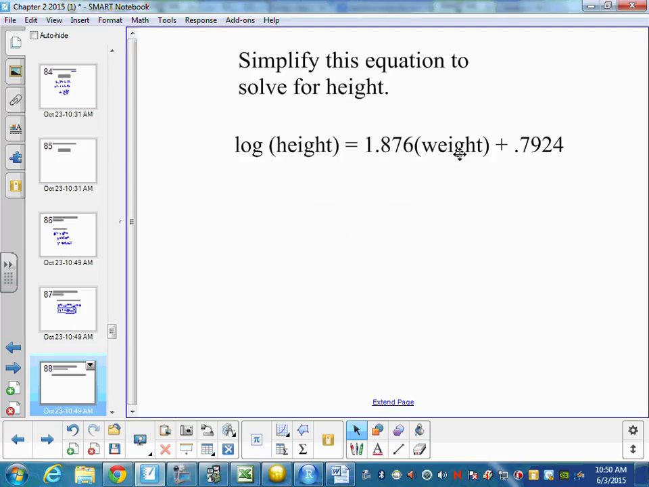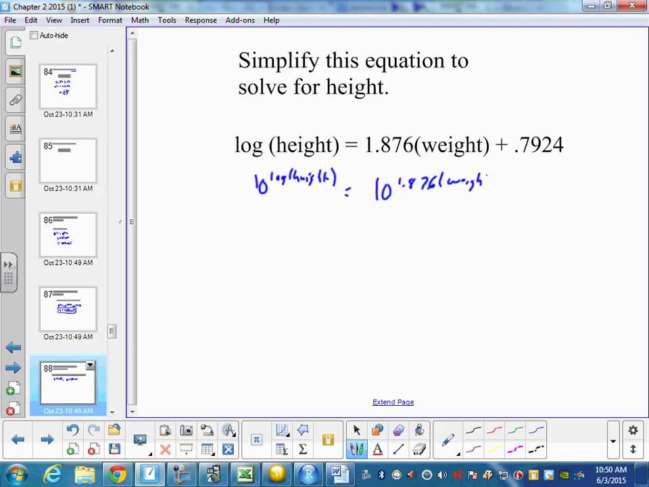A lot of times, instead of x and y, you're going to have actual values in there, a height and weight, for instance. So you do the same exact thing. 10 to the log of height is equal to 10 to the 1.876 times weight times 10 to the 0.7924. This just becomes height.